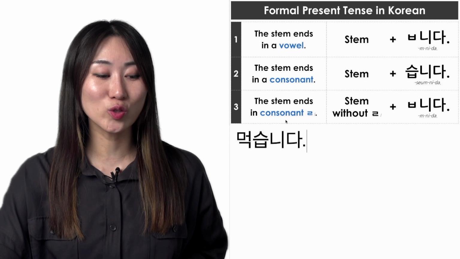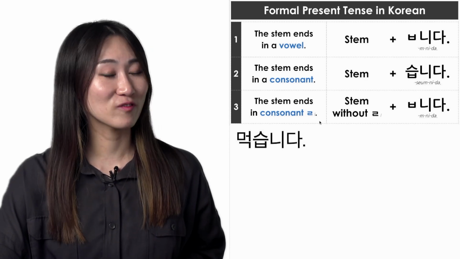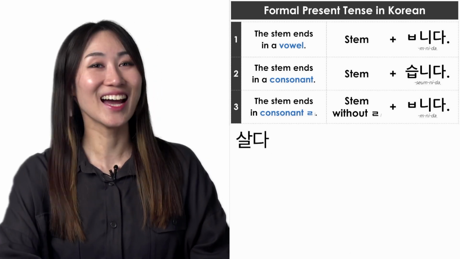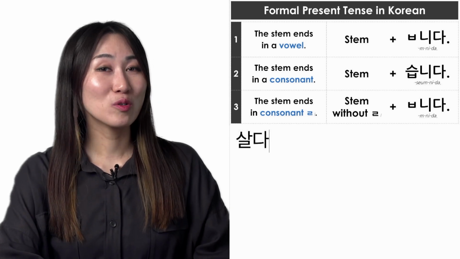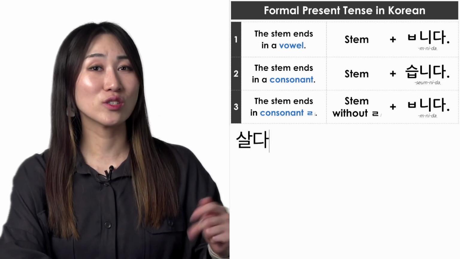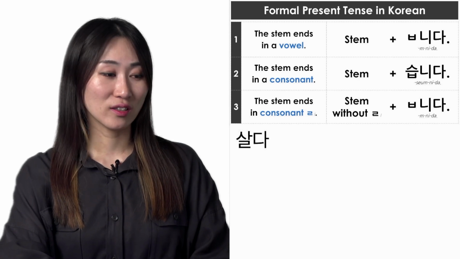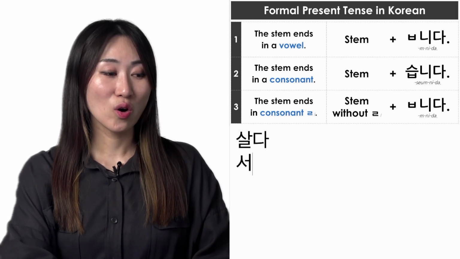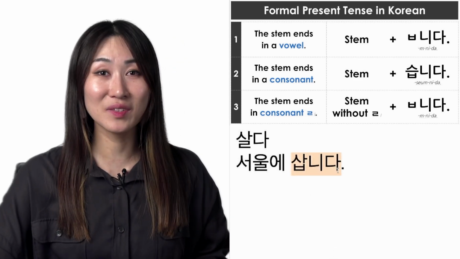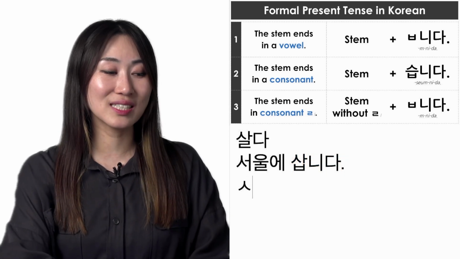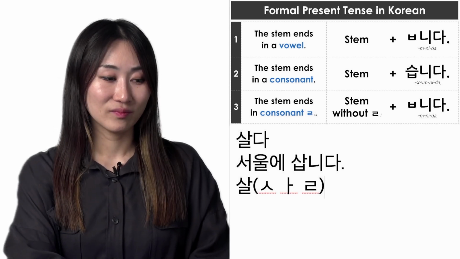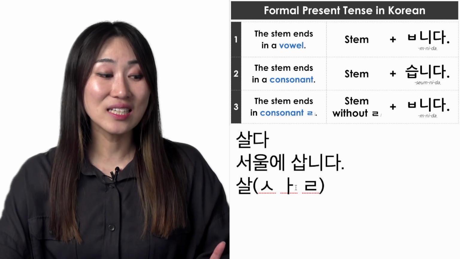The stem ends in the consonant 리을. For example, do you remember this example? 살다. And your boss is asking you, so where do you live? So imagine you're living in 서울. Then you can answer this. 서울에 삽니다. How does it become 삽니다, right? So basically, originally 살다. So what's the stem? The stem is 살. Yes, but this 리을 is an exception.